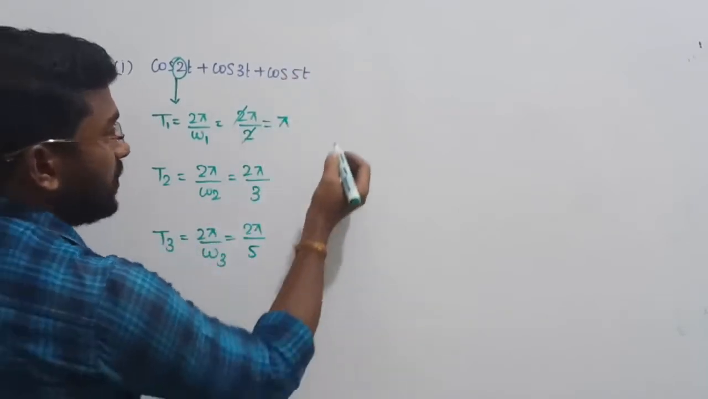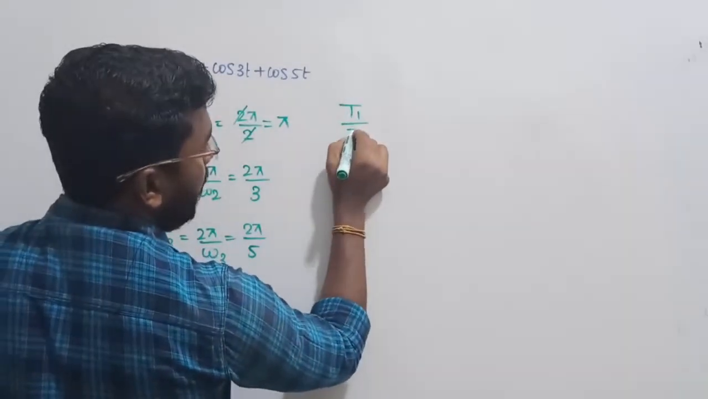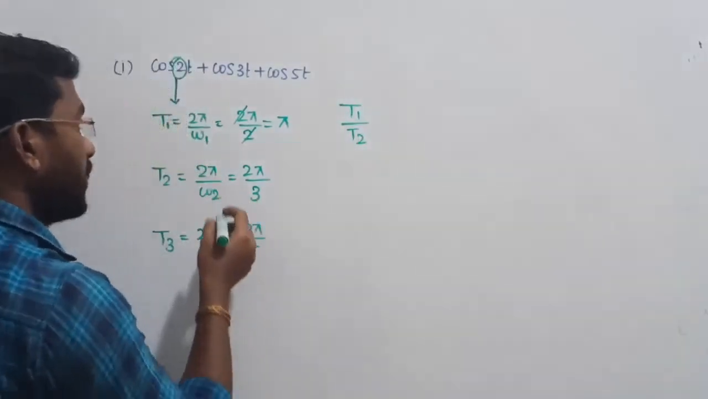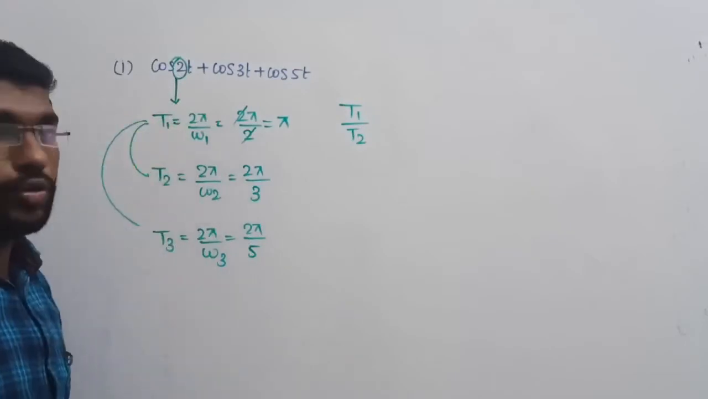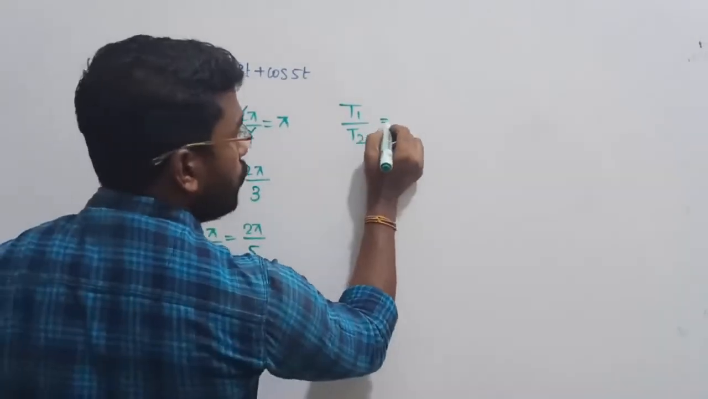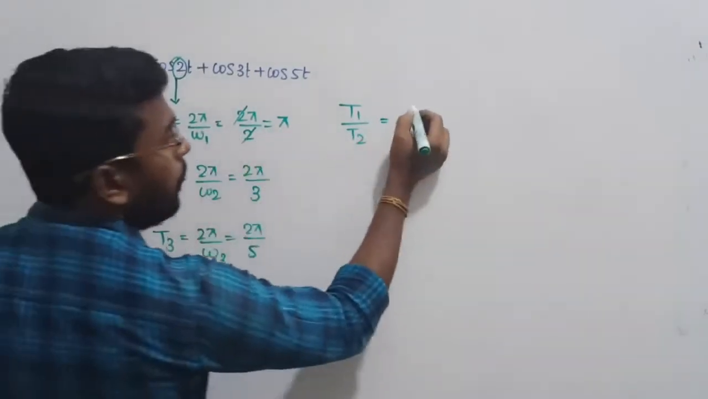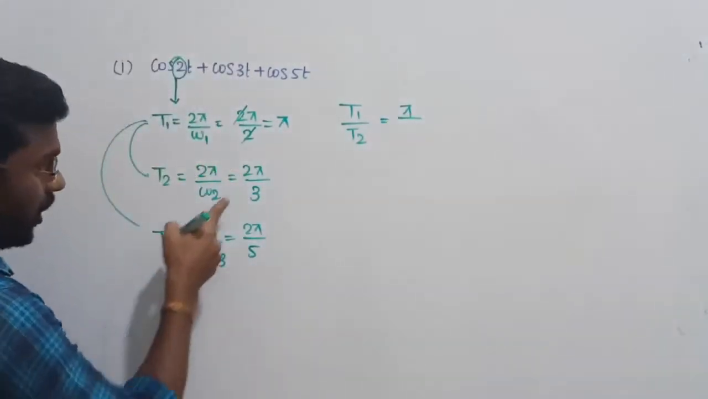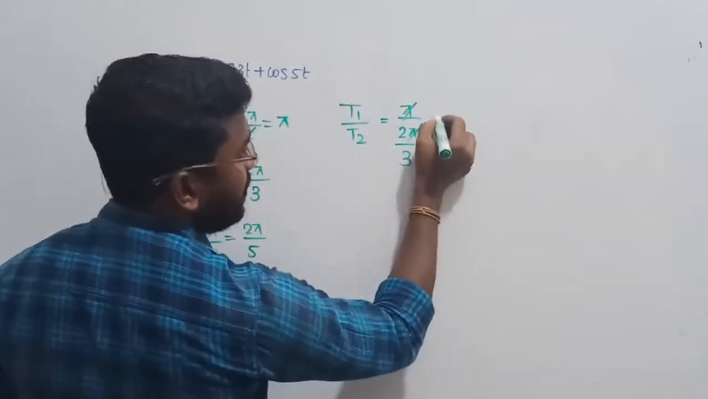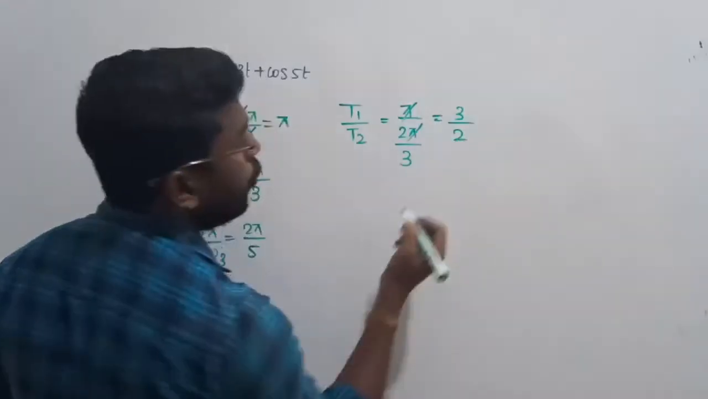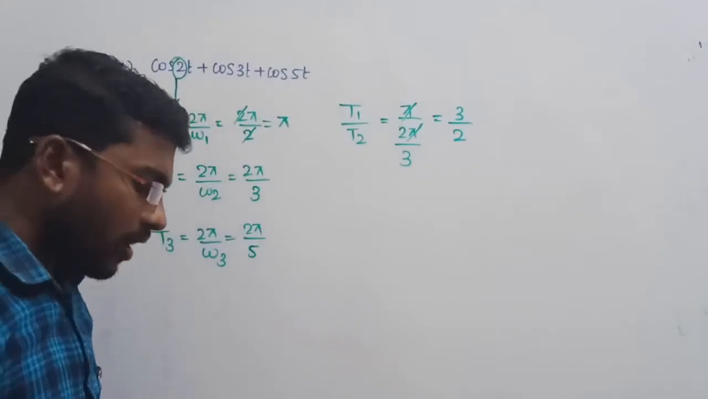Next step, take the ratio between T1 by T2. First you check the fundamental with the second one and then the fundamental with the third one. T1 by T2: the value of T1 is pi, and the value of T2 is 2 pi upon 3. Pi gets cancelled and it becomes 3 by 2. Now, is it a rational number or not?